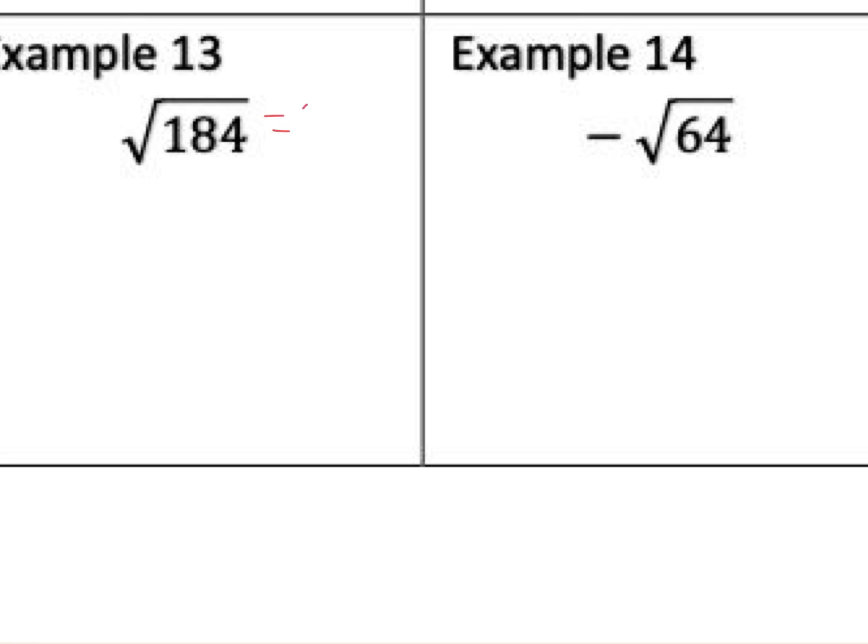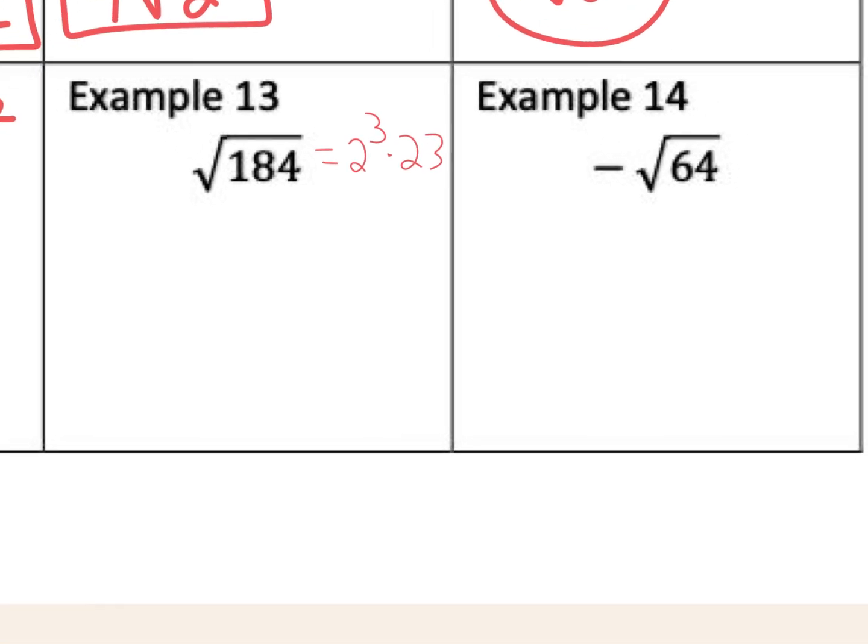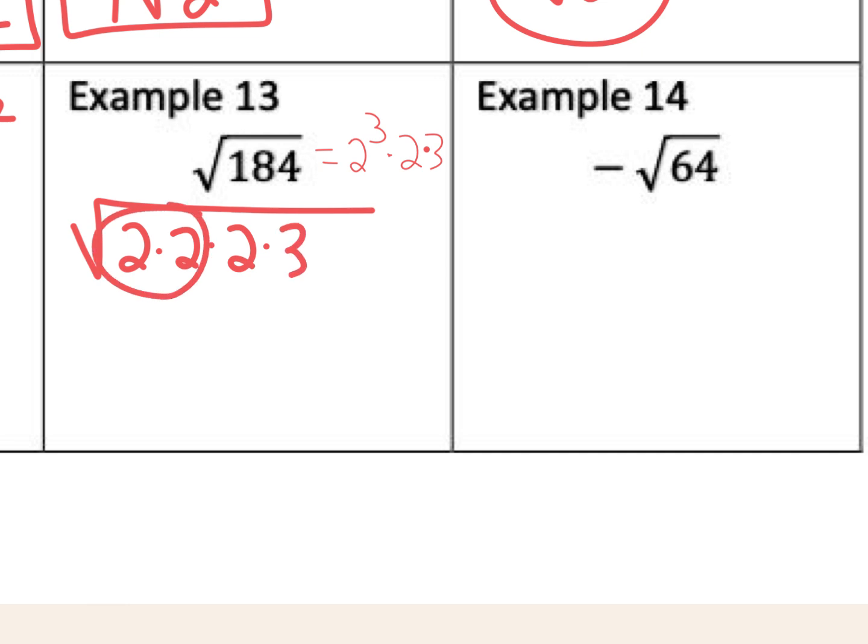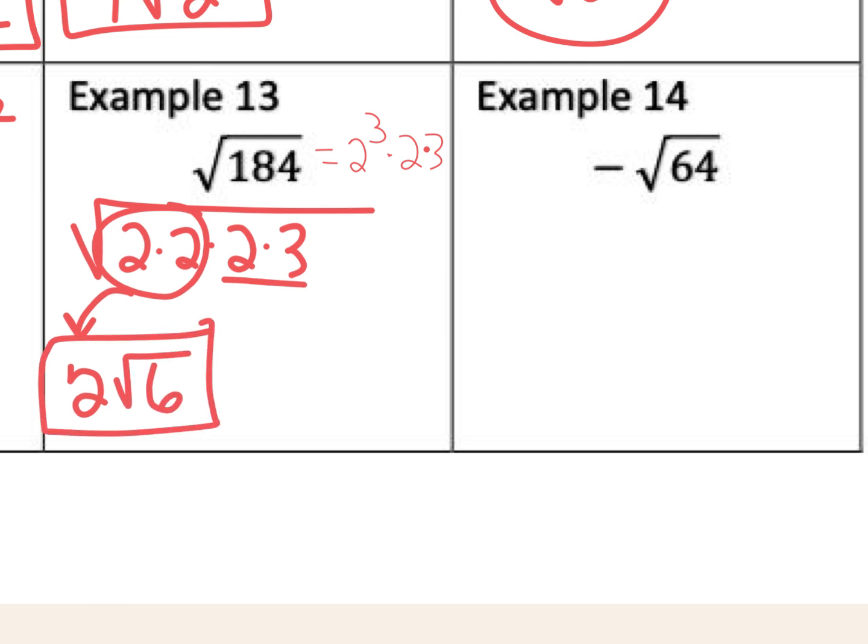84 is 2 to the power of 3 times 23. So now when we write this, we have to write 3 2s and a 3. I don't have any numbers already outside, so we're just going to pull out our pairs. And we know that 2 times 3 is 6. So just keep in mind, again, multiply, multiply, multiply.